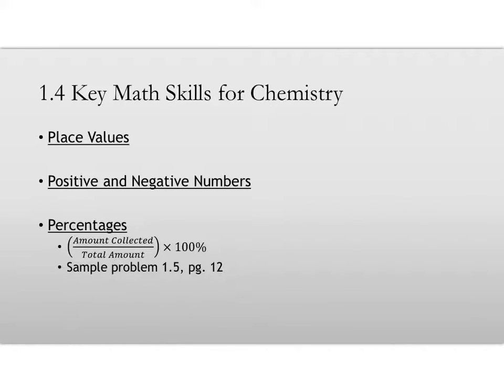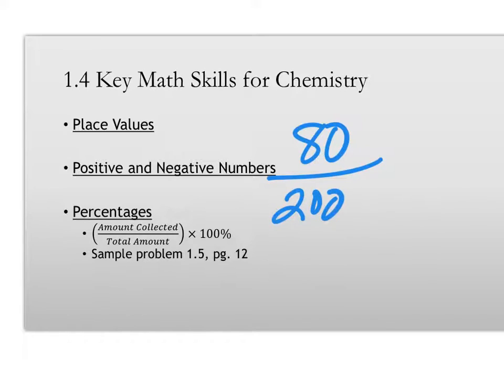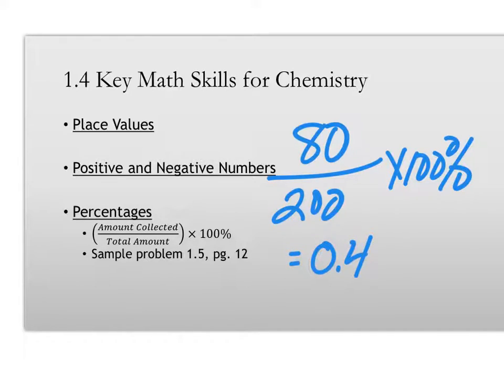If we had 200 pennies and I have, let's say, 80, she would have 120. The percent that I would have would be 80 divided by 200 times 100%. 80 divided by 200 is 0.4 times 100%. This comes out to 40%.